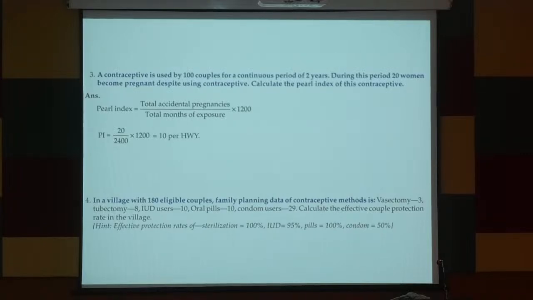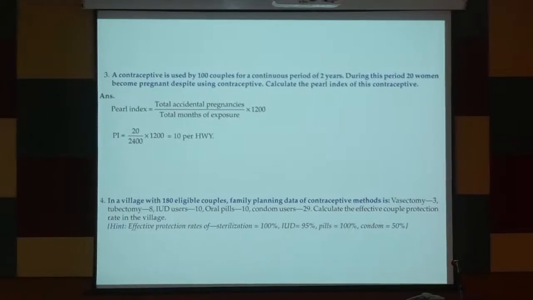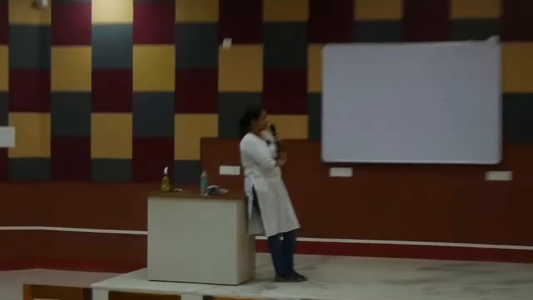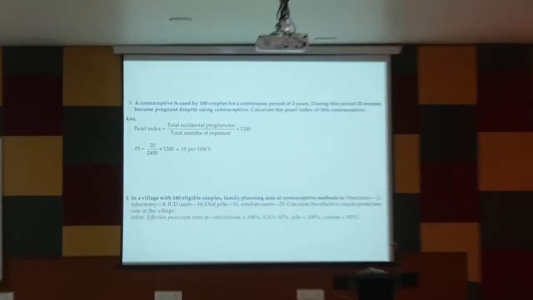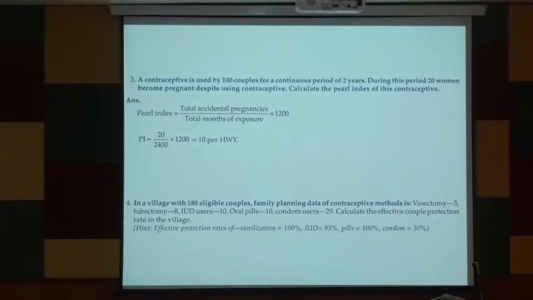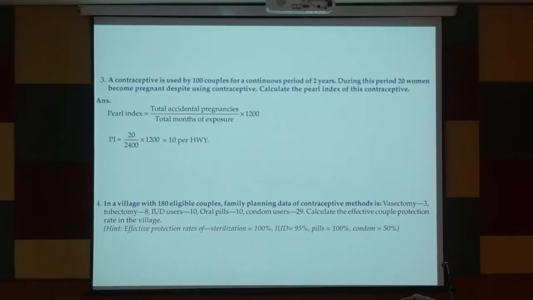The question will come like this: 100 women years, a contraceptive used by 100 couples. 100 couples means 100 women are using the contraceptive. So 100 women are using the contraceptive, which is why in the denominator you multiply 24 months by the 100 women who are using it. That is 2400. That is the Pearl index. You calculate the Pearl index this way.